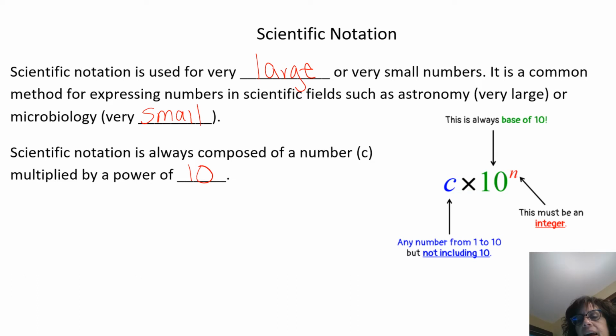We have a diagram over here that helps you to see the format. You'll always have this first number that we refer to as c. That number has a rule. It has to be a number from 1 to 10, but not including 10. Then it's just simply times 10. So the base is always 10. That's why we call that a power of 10. And it's raised to an exponent, and that exponent has to be an integer, not a decimal or fraction.